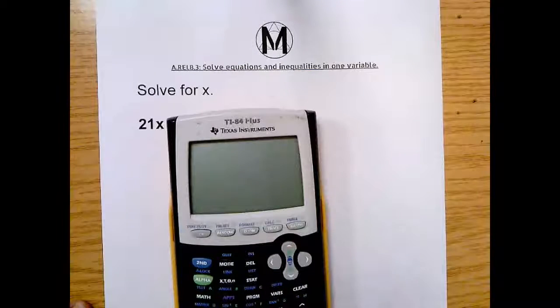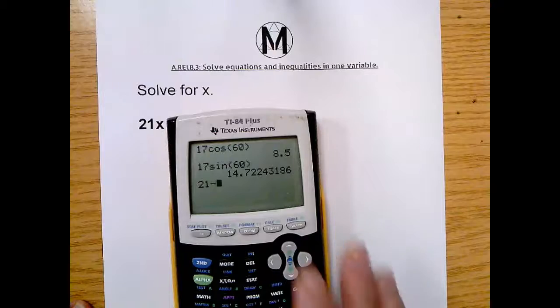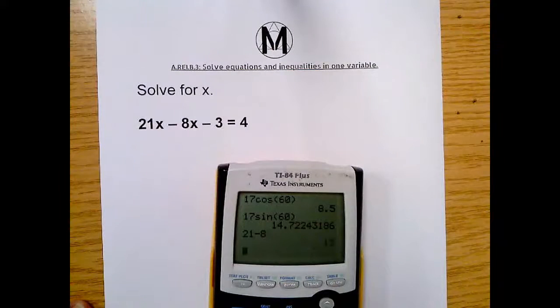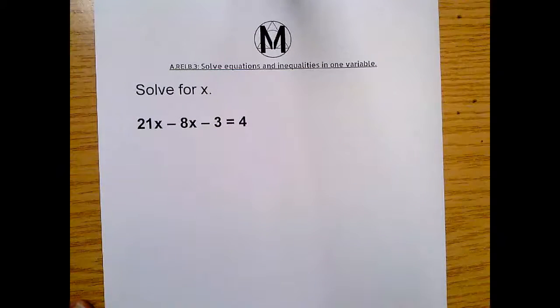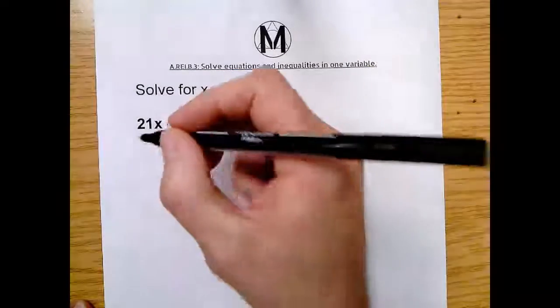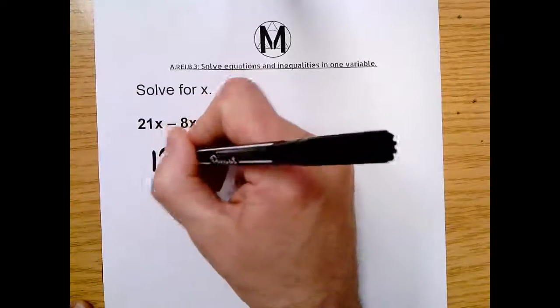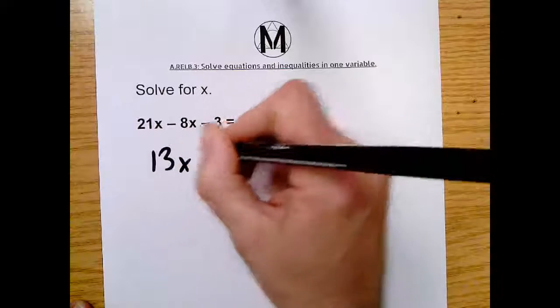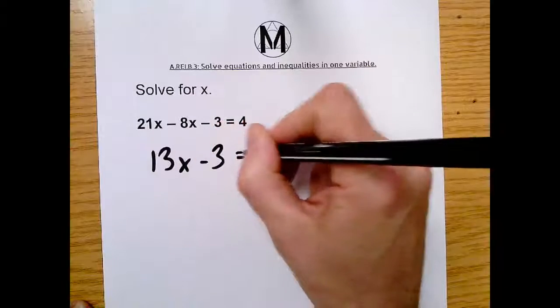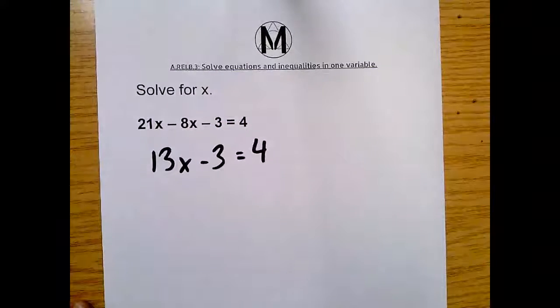Why not just bust out your calculator and not make a silly mistake? Let's see here. I got 21 minus 8. It is 13. Hey, if you got it, use it, right? Here we go. So I have 13x minus 3 is 4. Cool.